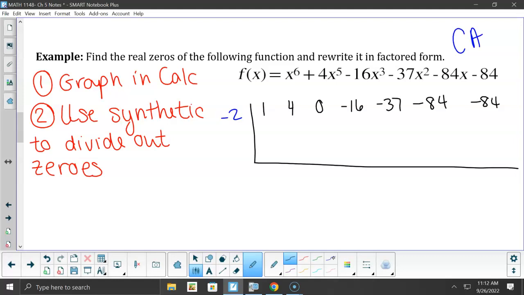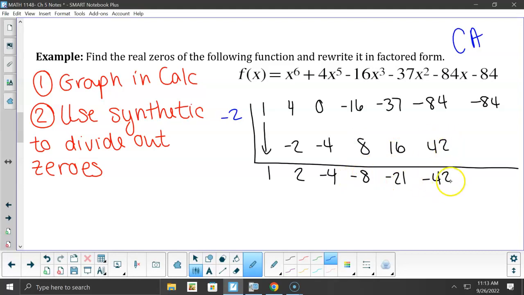All right, so yes, you always need to double check and make sure there is not a 0, a missing term, when you do your synthetic. Otherwise, this is going to get really gross really quick. All right, 1, -2, we got a remainder of 0.